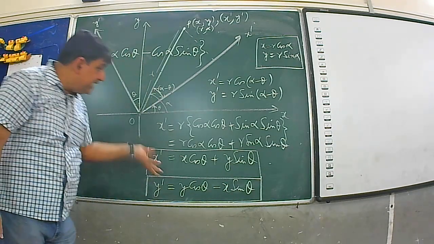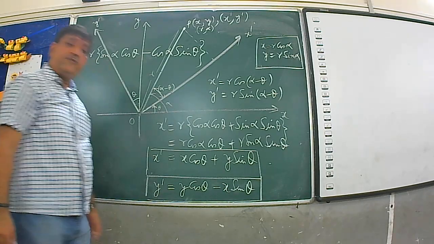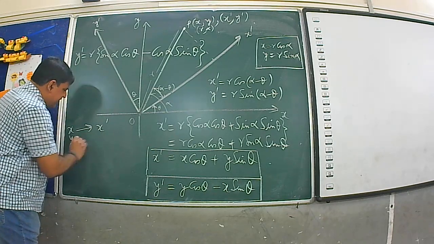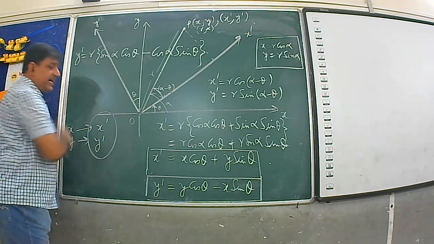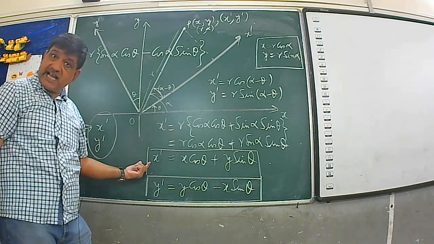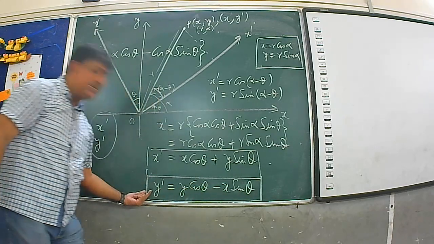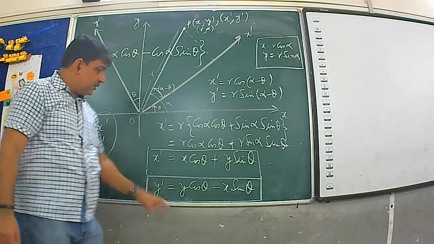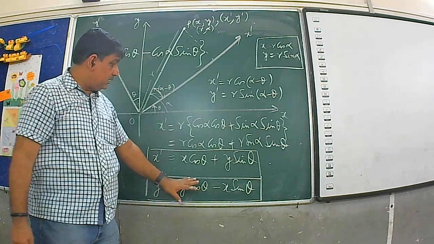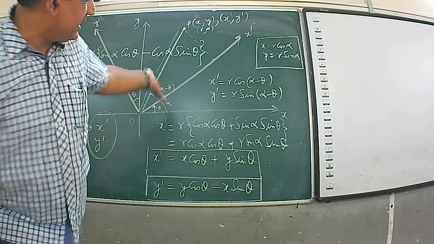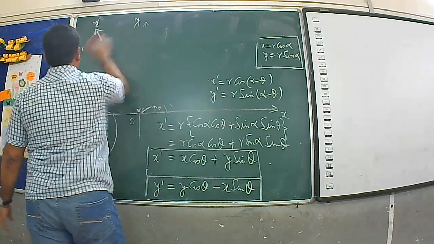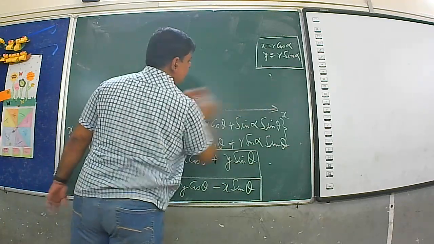Now boys, from here you can also find the value of x in terms of x dash, and the value of y in terms of y dash. How? If you multiply this by cos theta on both sides, and multiply that by sin theta on both sides, and then add, one term cancels out. Let us do it, otherwise you may be confused about what I am telling. So let us try to solve it.